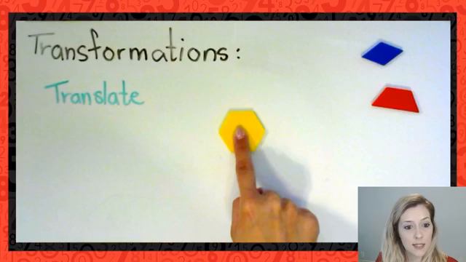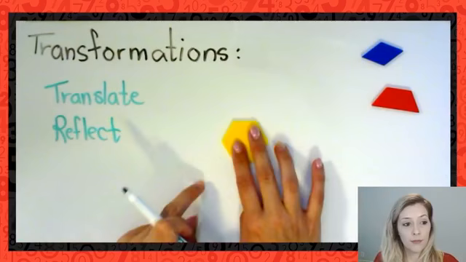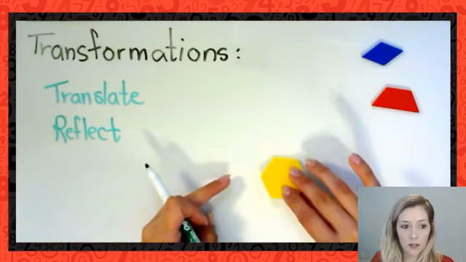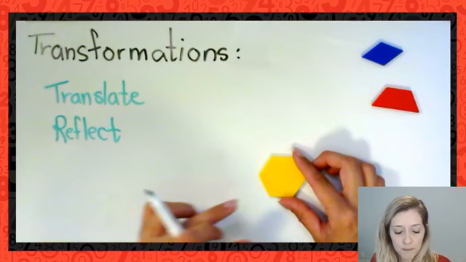What about reflect? There's another one, right? So we're able to reflect across lines. So I can reflect across this vertical line here, or across this horizontal line here, and potentially other lines too. We'll keep it at that for now, horizontally and vertically.